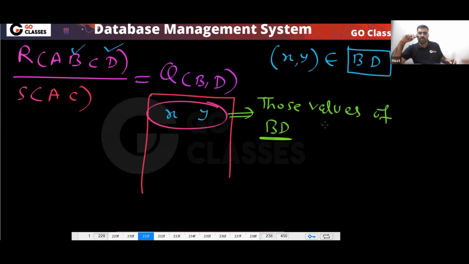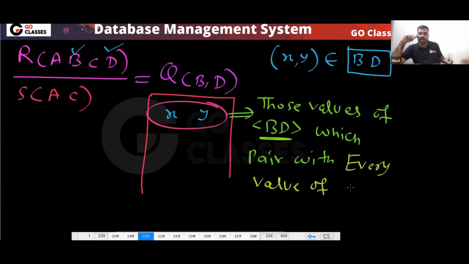Remember, yes or no? Those values of B and D which pair with every value of S in R. Is it clear or not? So which pair with every value of S in this relation R? They must pair with every value of S in R.